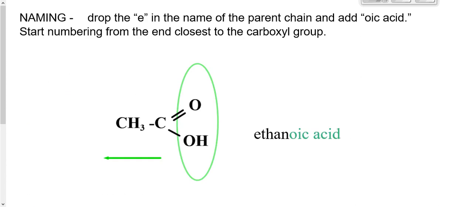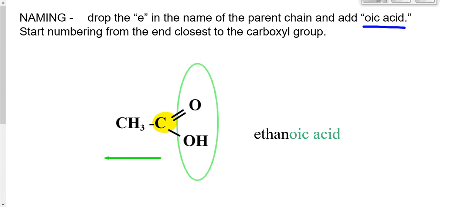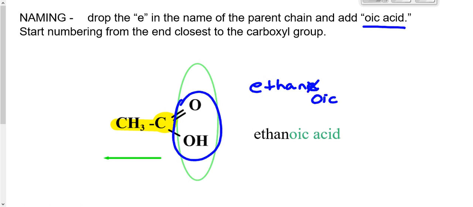Carboxylic acids always end in oic acid. So we find the carbon that contains the functional group, and again, it must be in the parent chain. Find the longest chain we can, including that carbon. In this case, there's 2. So a 2-carbon chain would typically be ethane. But again, because we have this functional group, we drop the E and change it to oic acid. This is ethanoic acid.